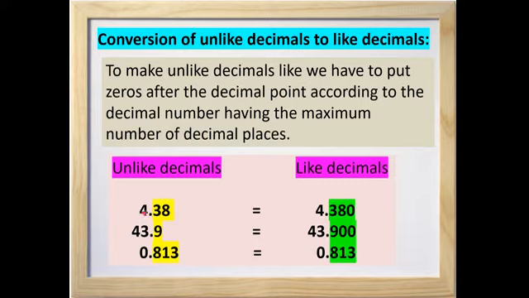Now children, see how we have converted unlike decimals to like decimals. Now all these 4.380, 43.900, 0.813 are called like decimals since the number of decimal places are same. Children, adding 0 after the decimal point at the end will not change the value of the decimal number.